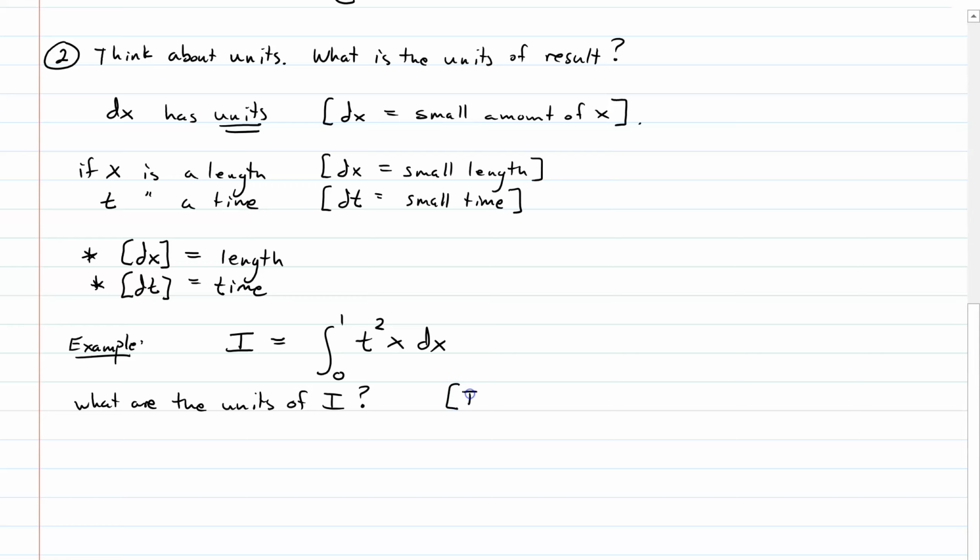The units of I are going to be equal to the units of t squared times the units of x times the units of dx. Remember, very important, you got to include this, right? That has units. And the units of dx are the same as the units of x. Okay, so this would be seconds squared. This would be meters, and this would be meters, right? The dx has units of meters. So my answer here would be the units of I would be equal to meters squared times seconds squared. Okay. This is something you can use to check your result.